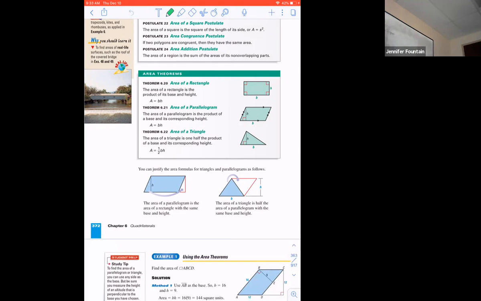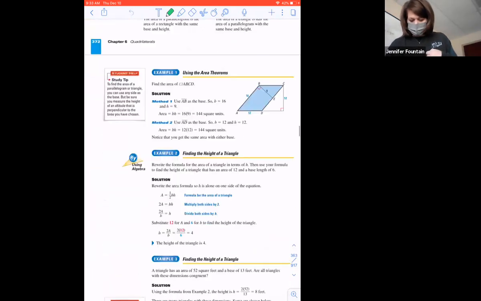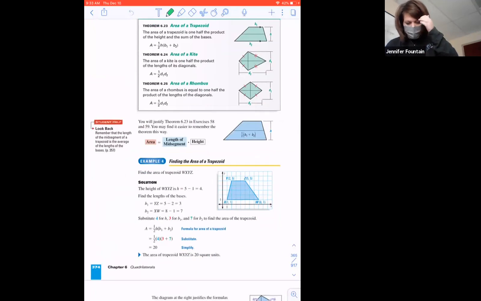Triangle is 1/2. What about a trapezoid? Look on page 374. Trapezoid area equals 1/2 height times base 1 plus base 2. We take half of the height times the bases added together. So basically I can add my bases, multiply by height, divide by 2. What is my formula for a kite and a rhombus?